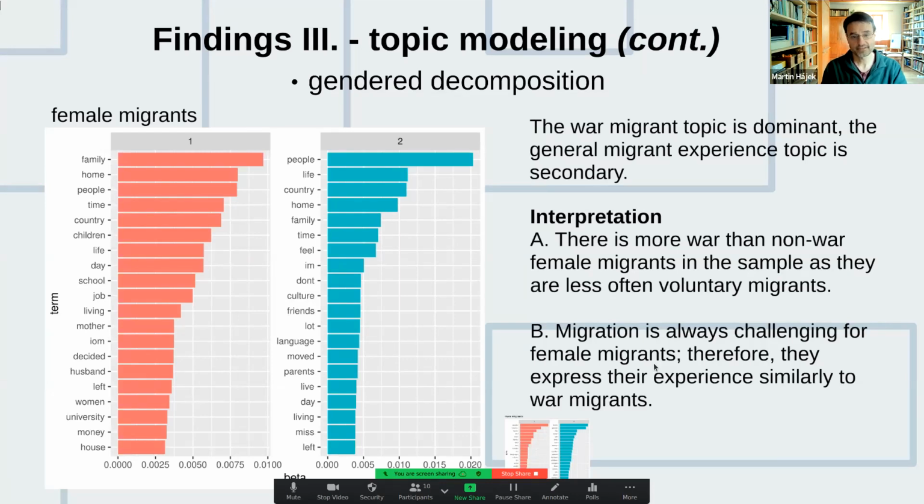We can test it. We can devise a confirmatory analysis to test it. Or what I would do is try to read these women's stories, or search for keywords in context, and explore more in the directions of these two interpretations.